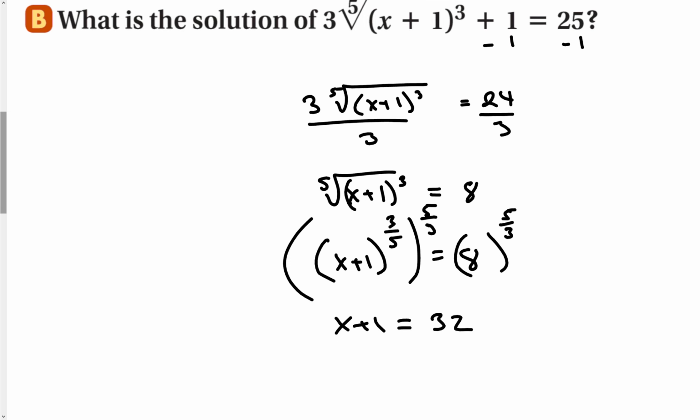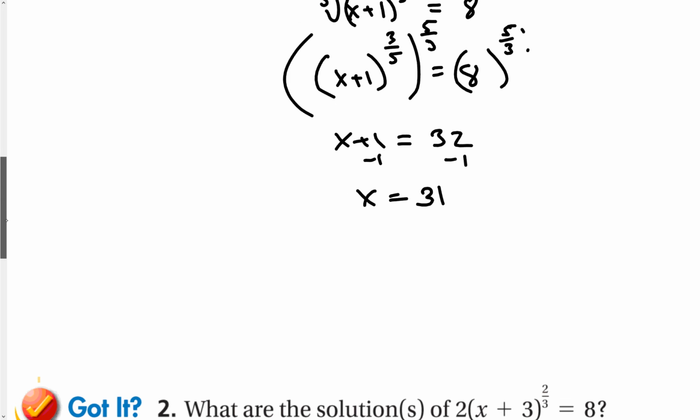Now, both of these are odd, which means I do not need any absolute value signs. Okay, so we get 31.